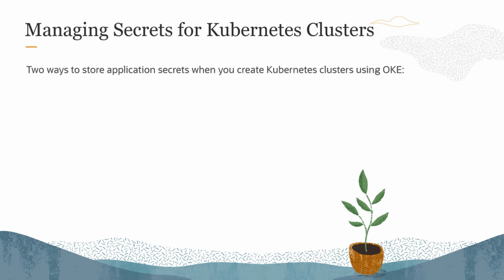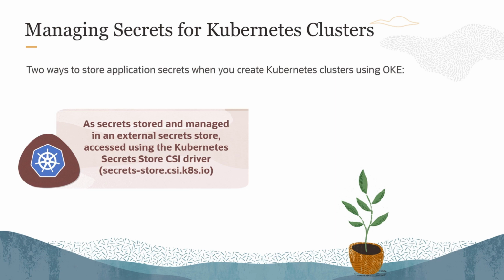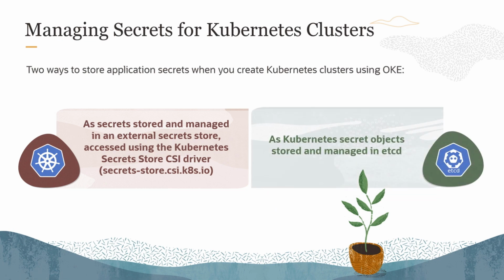When creating Kubernetes clusters using OCI Container Engine for Kubernetes, there are two fundamental approaches to store application secrets. We can opt for storing and managing secrets in an external secrets store accessed seamlessly through the Kubernetes Secrets Store CSI driver, that is secrets-store.csi.k8s.io. Alternatively, we have the option of storing Kubernetes secret objects directly in etcd.